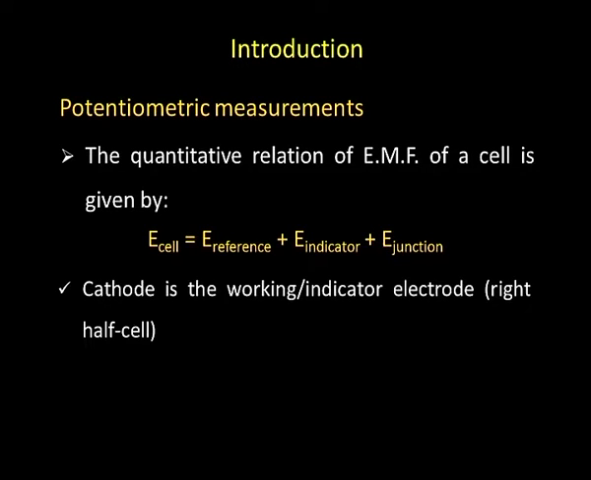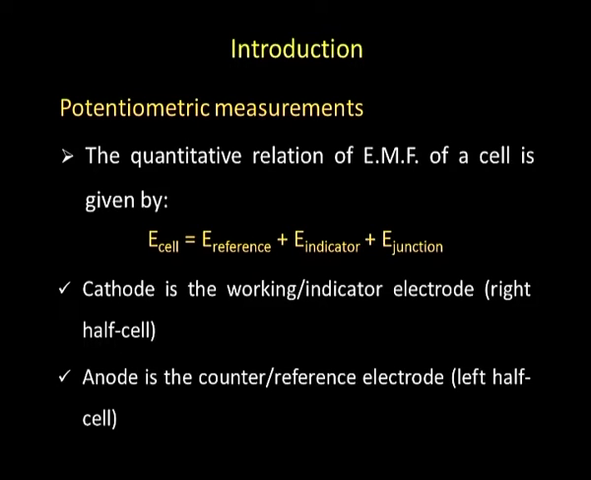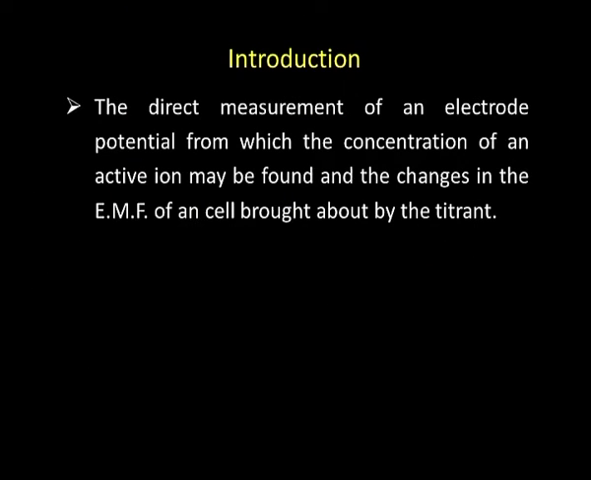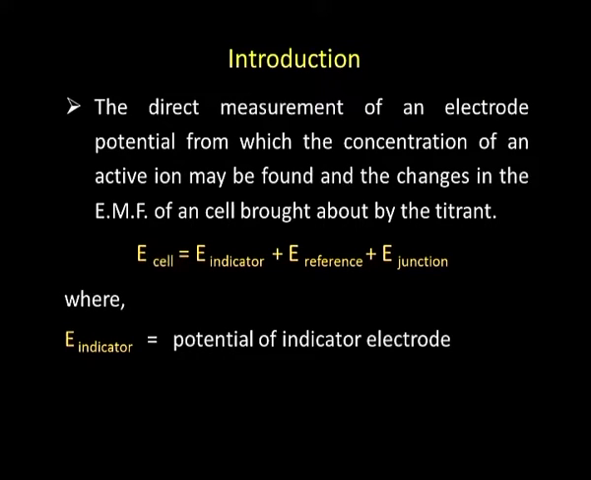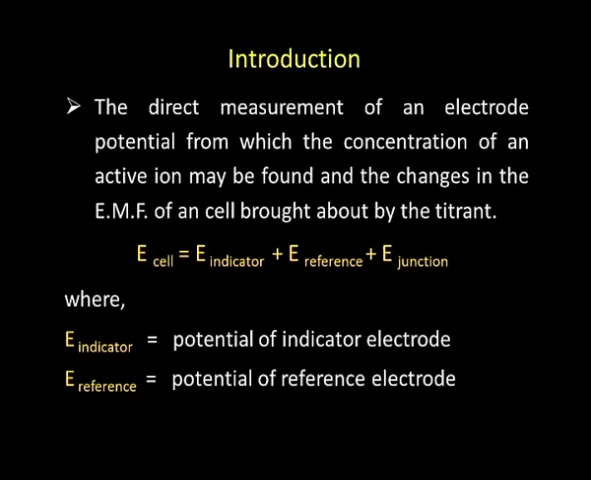Cathode is the working or indicator electrode, that is the right half cell. Anode is the counter or reference electrode, which is the left half cell. The direct measurement of an electrode potential from which the concentration of an active ion may be found, and the changes in the EMF of a cell brought about by the titrant. Now, again E cell is equal to E indicator plus E reference plus E junction, where E indicator is the potential of indicator electrode, E reference is the potential of reference electrode, and E junction is the liquid junction potential.